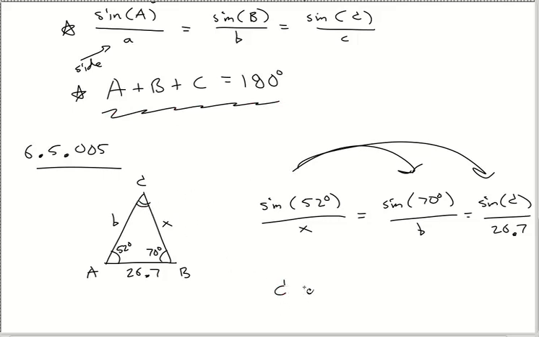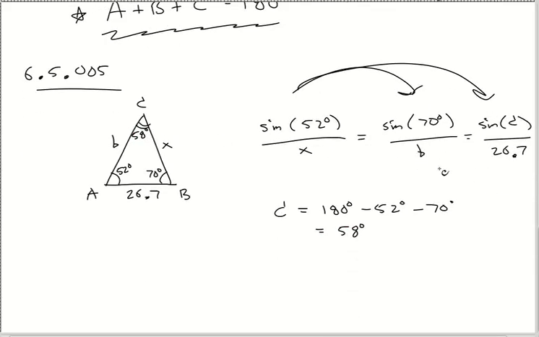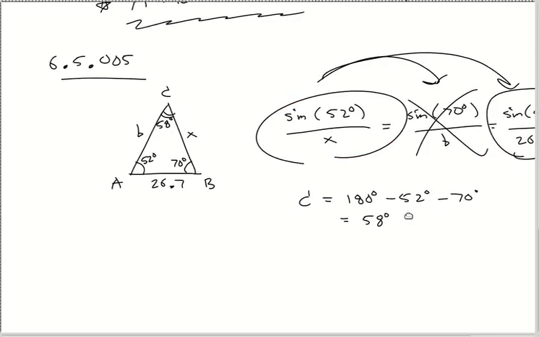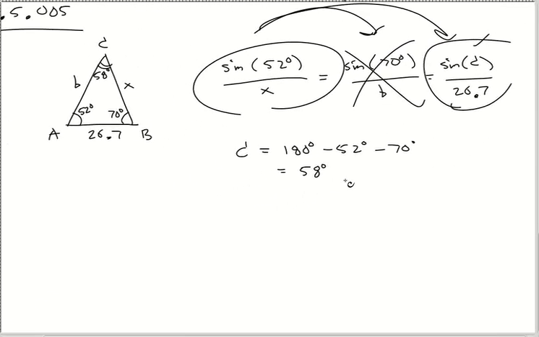Well, my C is going to be equal to 180 minus the 52 minus the 70. And so putting those together, what did I get? I got 58. 58 degrees. So that's a 58 right here. And so I don't know what little b is, but I do know what C is now. So this guy is kind of complete. This guy is what I'm looking for. So let me use those two. I'm not going to use the B in this case.